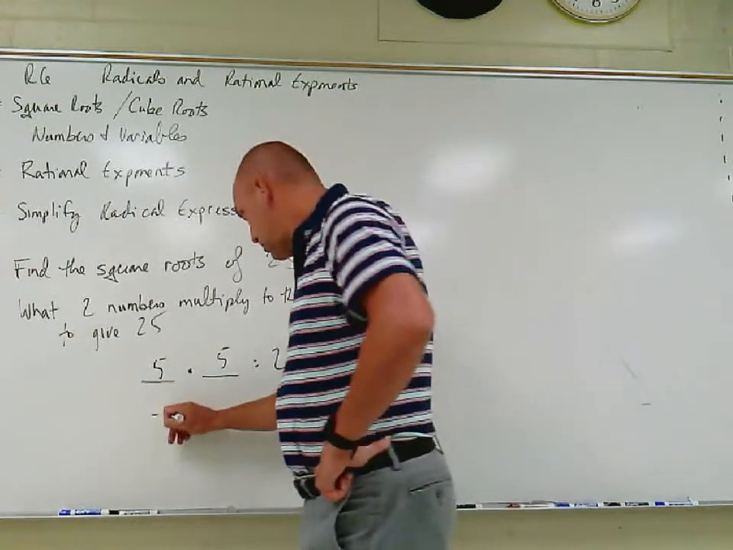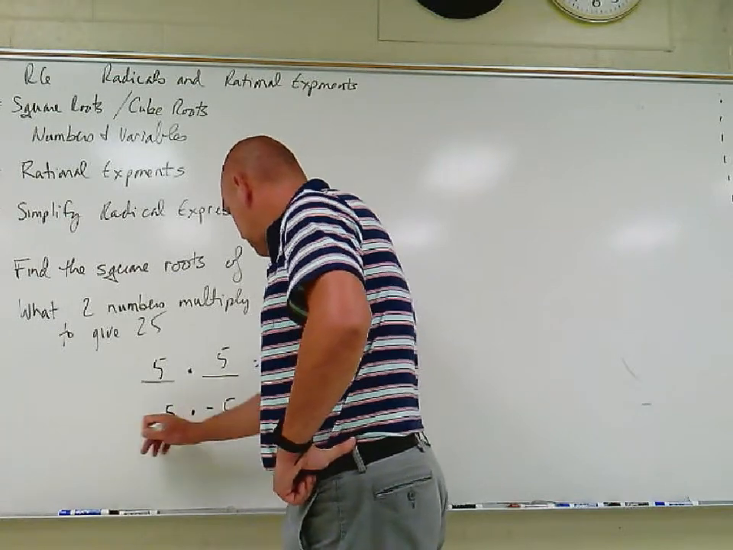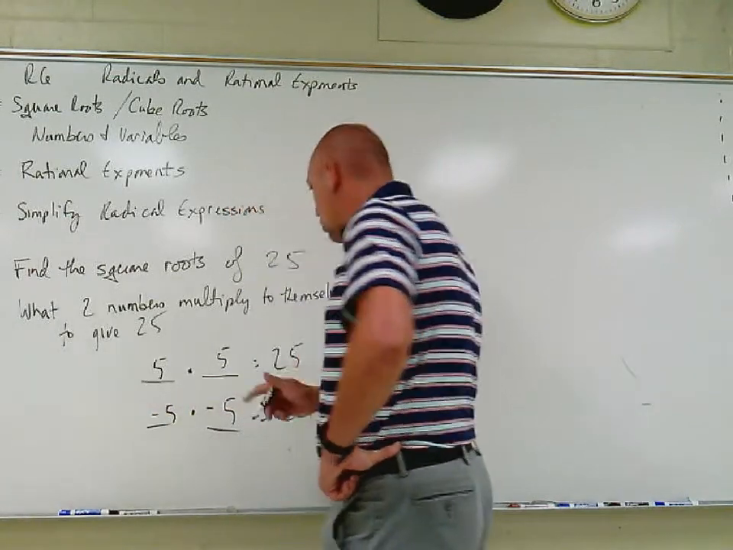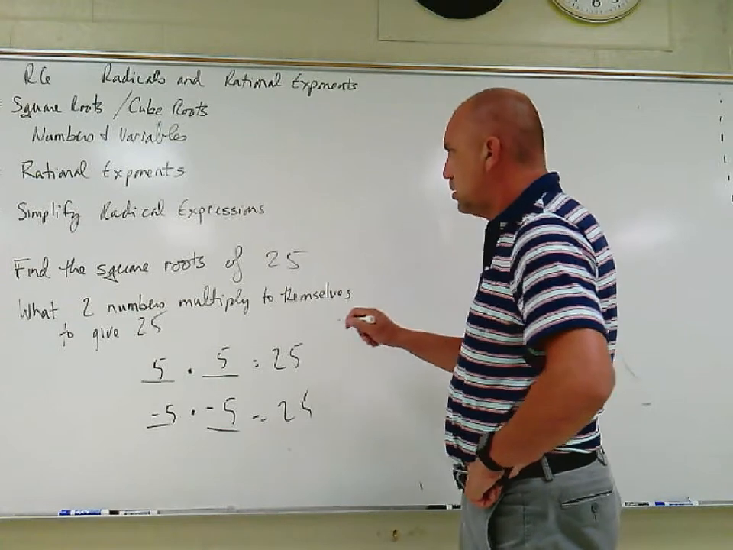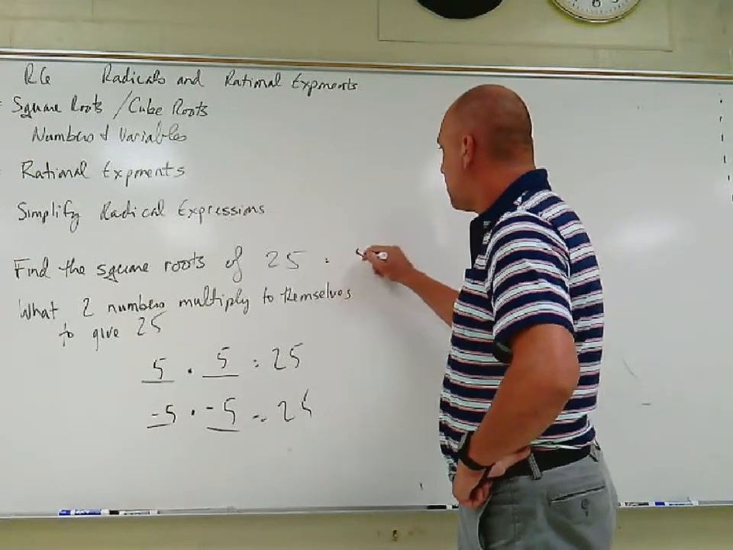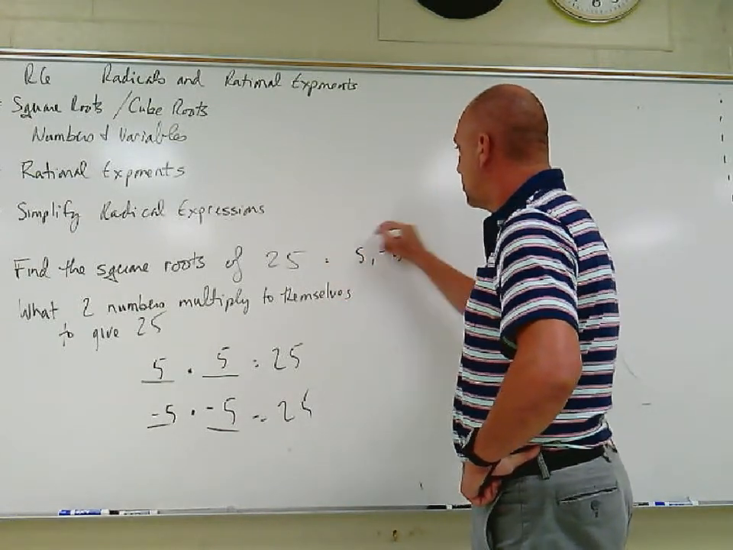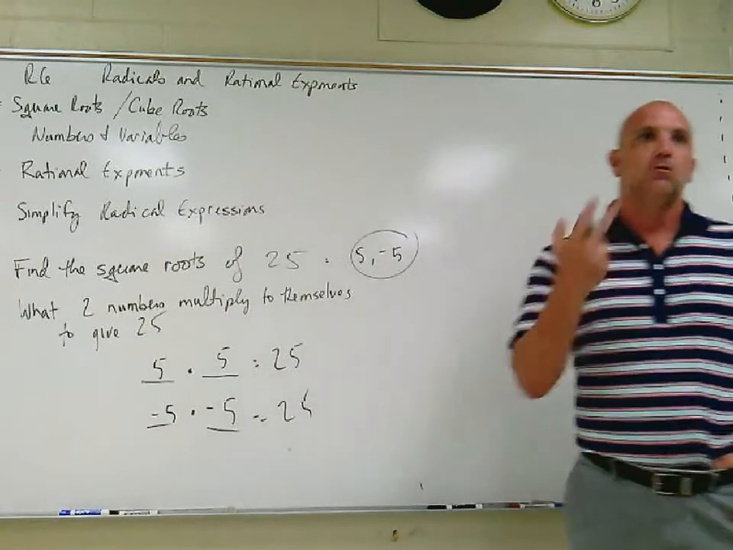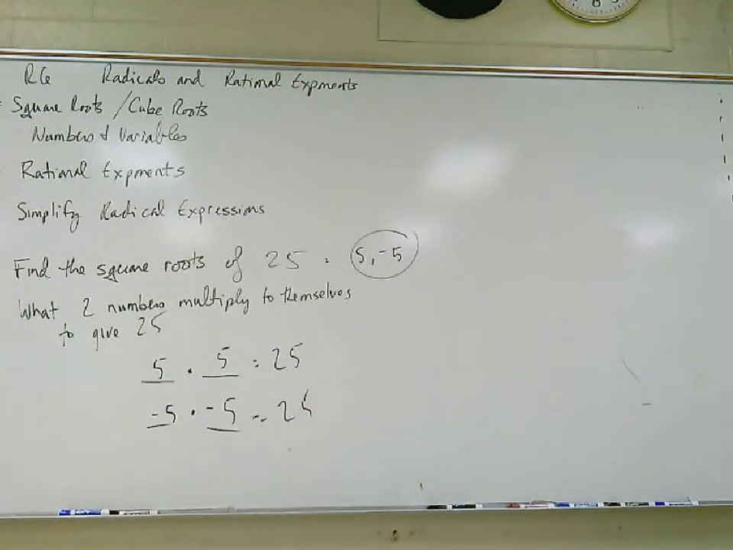Negative 5 times negative 5 is 25. So when you answer this question, the answer is 5 and negative 5. Those are the square roots. Those are the two numbers that if you multiply them by themselves, you'll get 25. Okay. All right, got it?